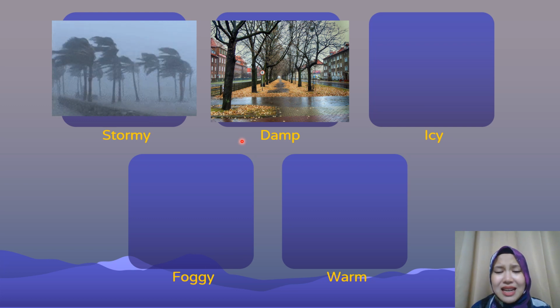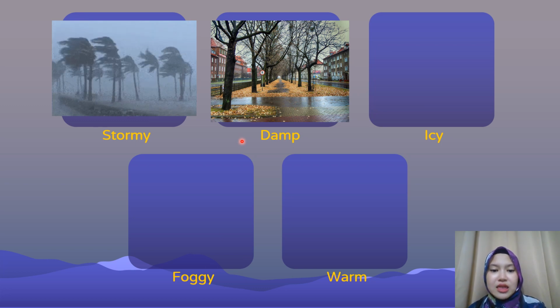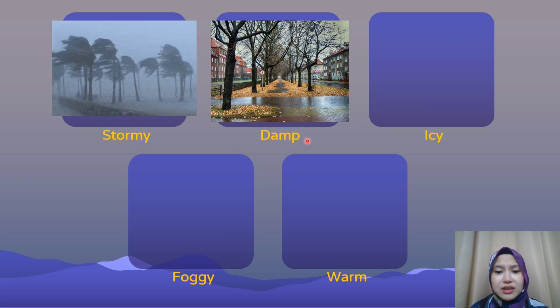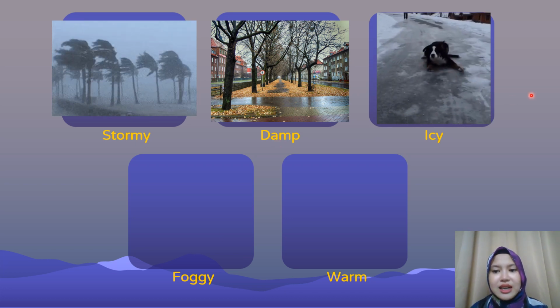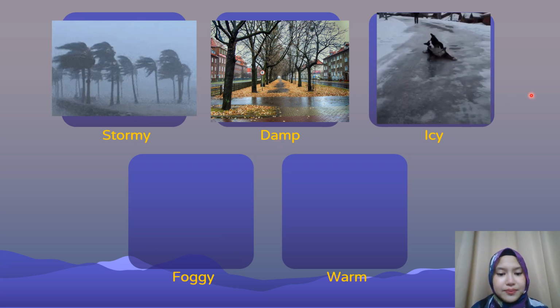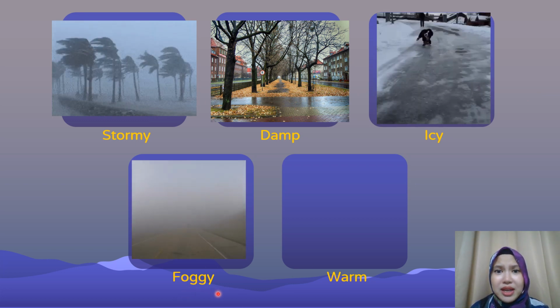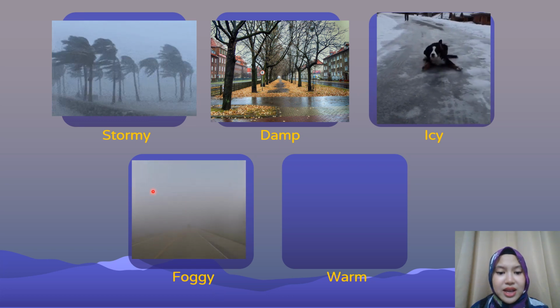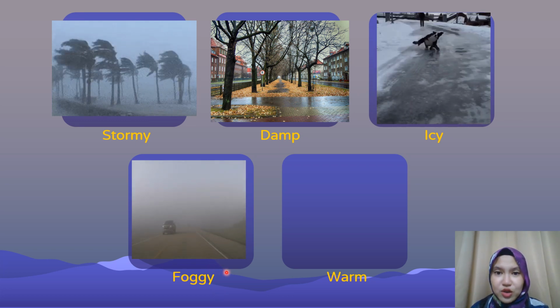Then damp. Okay, damp ni maksud dia lembap. So like after rain, right? When the rain stops and the streets are still, they're not dry yet. So kita panggil damp, lembap. And then we have icy. See, it's very slippery. Sangat licin, we call it icy. Next, you have foggy. Foggy means berkabus. See, you can't see anything here. Okay, so that one you call foggy.